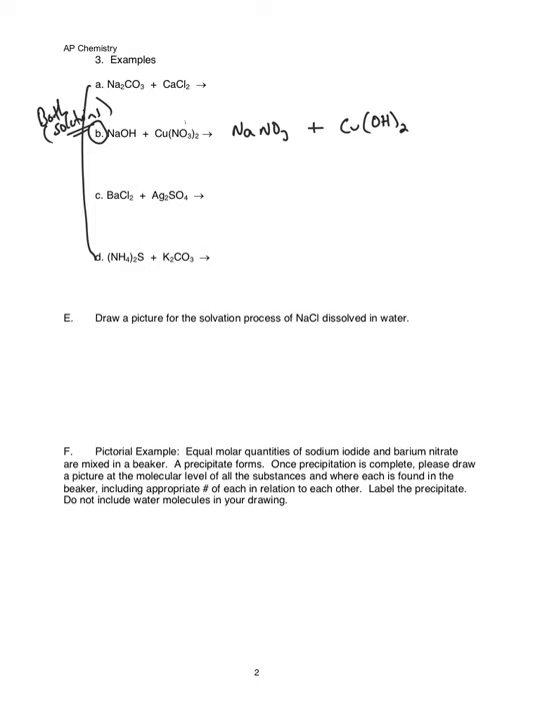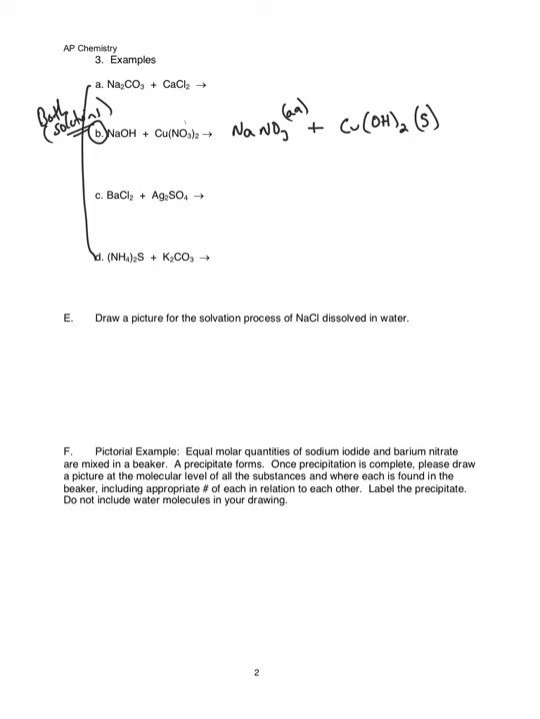And now I'm going to look at my solubility rule. Sodium nitrate contains group 1 and a nitrate, so that's going to be aqueous. Copper 2 hydroxide does not contain a group 1, doesn't contain nitrates or ammonium, and therefore we predict it to be insoluble, okay, and therefore form a precipitate.